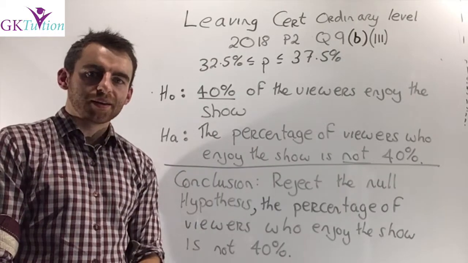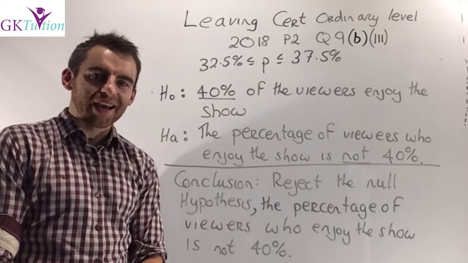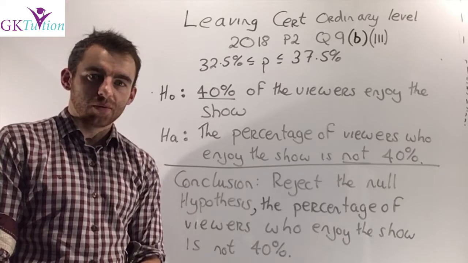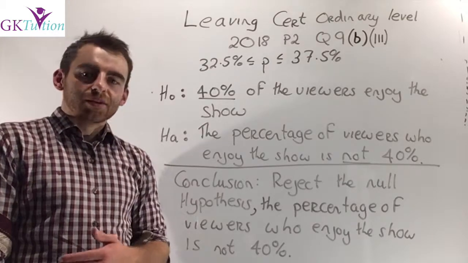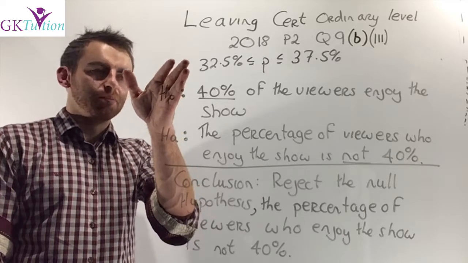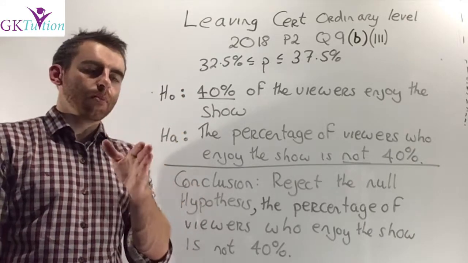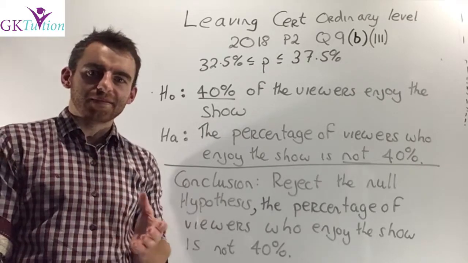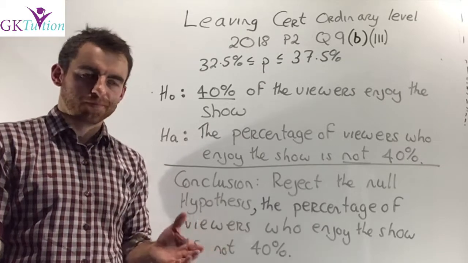Okay, for the final part of this question, we're told that an executive claimed that 40% of the viewers enjoy this show. Now, we're asked to conduct a hypothesis test based on B part 2, to state the null hypothesis, state the alternative hypothesis, and make a conclusion to investigate if the executive's claim is true.